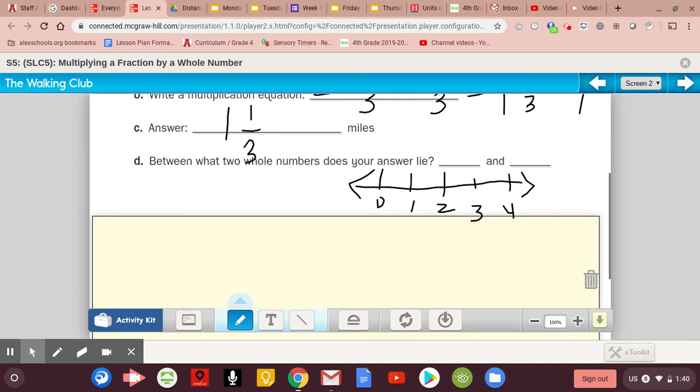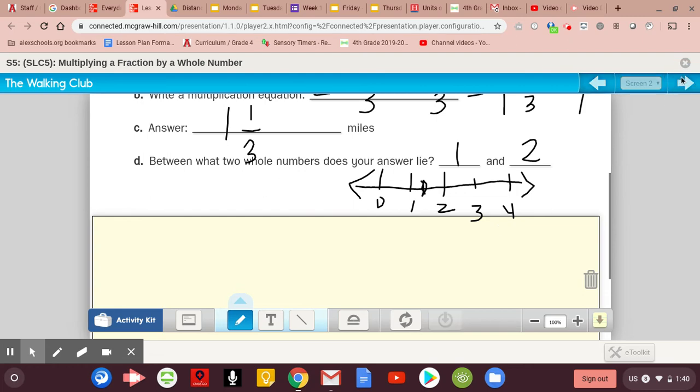1 1/3. So we know 1 1/3 is bigger than 1. But is it bigger than 2? No. So 1 1/3 would go somewhere around here. So our two whole numbers is going to be 1 and 2. Very good. All right. Let's go through number 2 together.